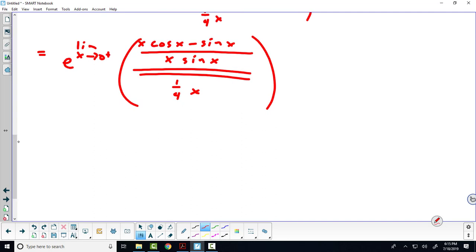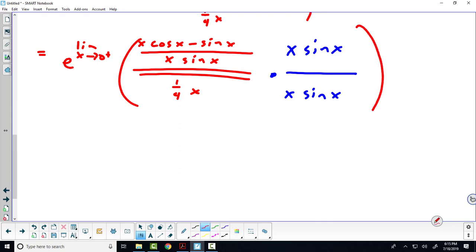I've got one more step to clean this up. There's two different ways I can think about this. The easiest way is to say, hey, I've got fractions inside of fractions. Let's clear out the smaller fractions. How am I going to do that? Well, I'm going to multiply the big numerator by x sine x and the big denominator by x sine x. Can I do that? Sure, I'm just multiplying this expression by 1, which is always legal.